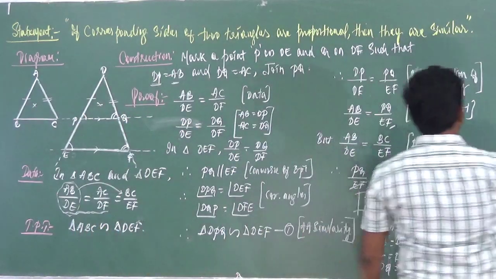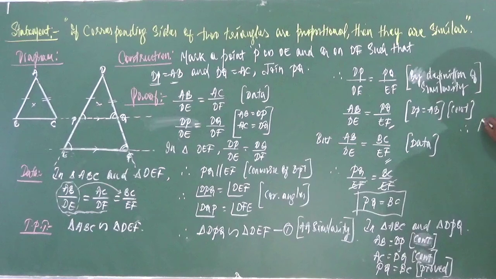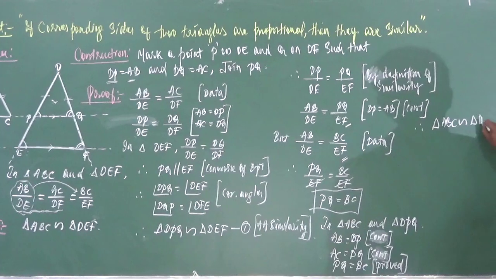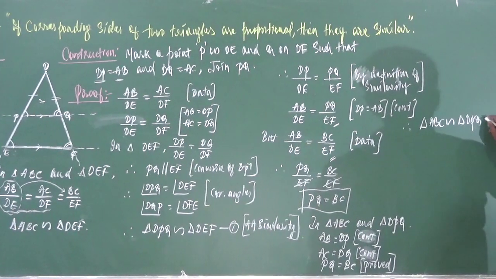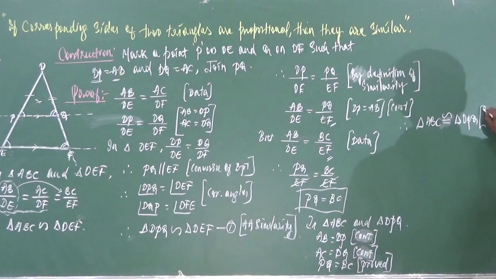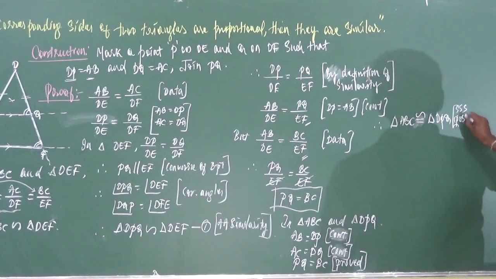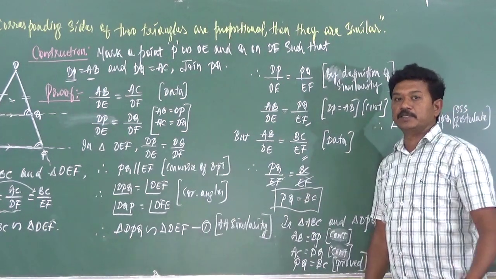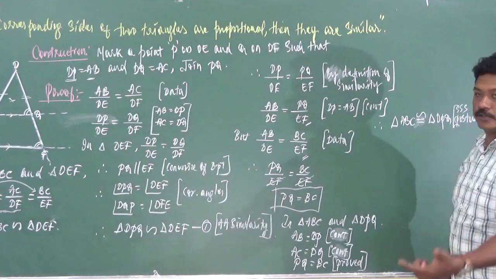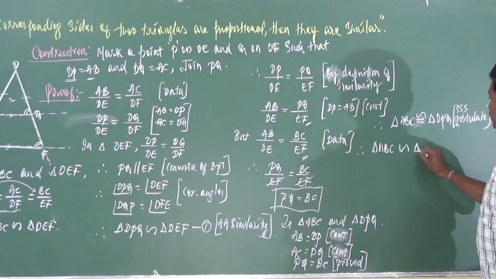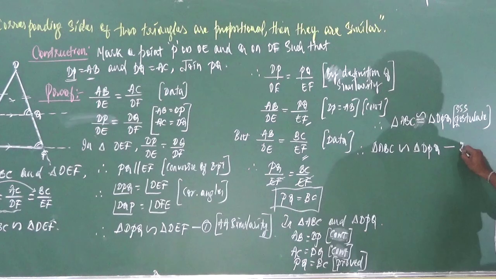So therefore triangle ABC is congruent to triangle DPQ, sorry, not similar, congruent, according to the SSS postulate. According to our statement, if two triangles are congruent, then they are also similar. So therefore triangle ABC is similar to triangle DPQ. Take it as equation 2.